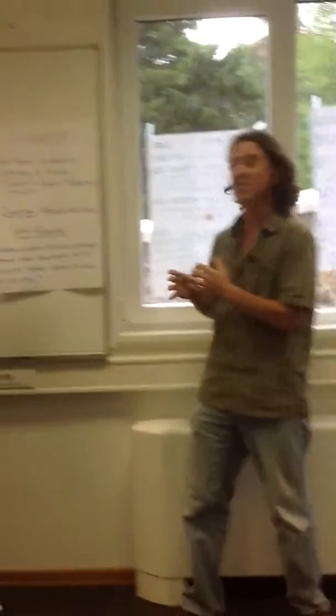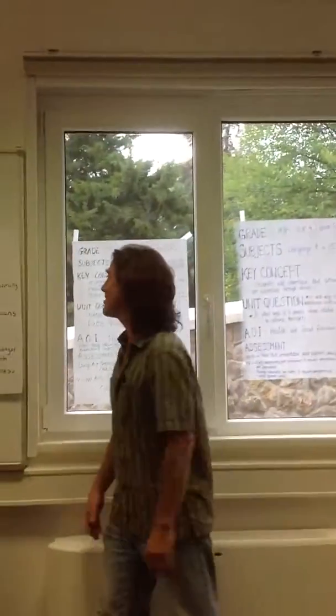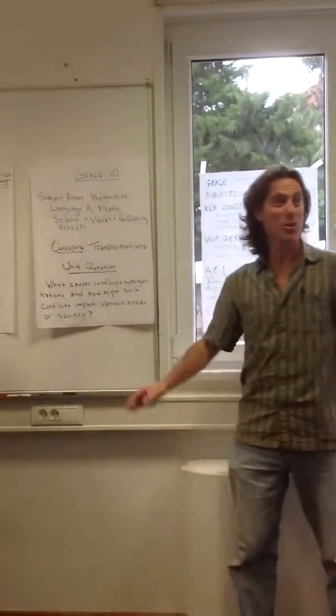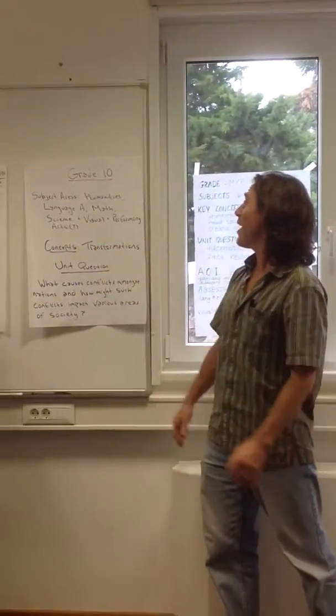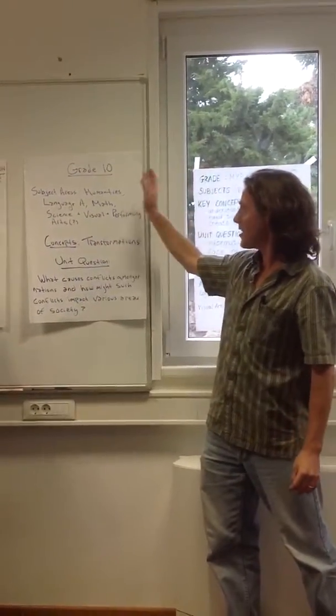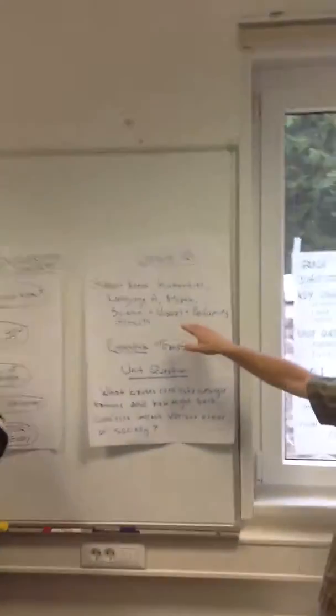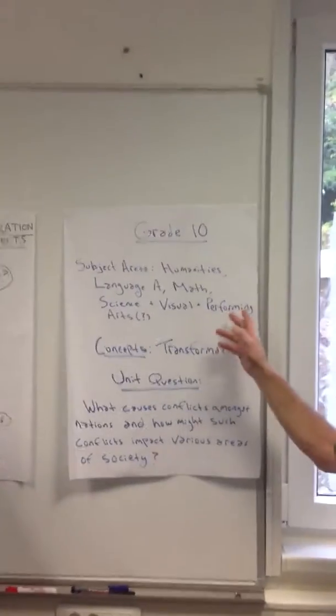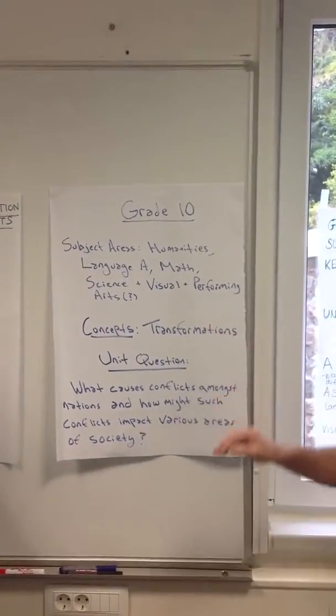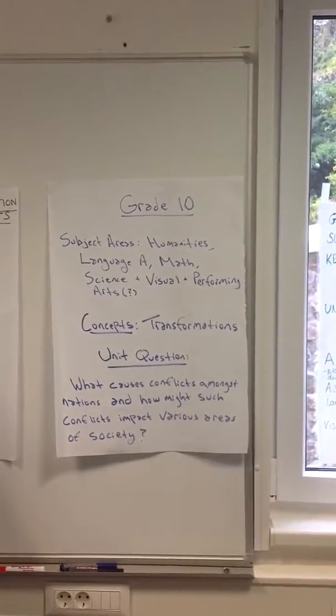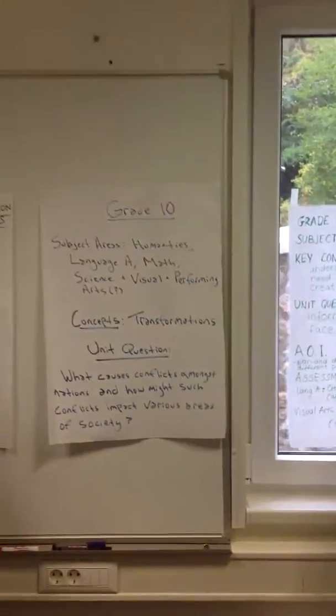Risk takers, in that we're defining the model and going more than 3. We might have upwards of 6 classes that will be part of this collaborative project, which is also why there's not as much on there. But this will include humanities, language A, math, science, and perhaps visual and performing arts. We'll see about that. The concept that unifies us all is transformations.